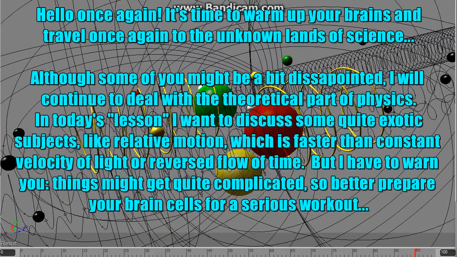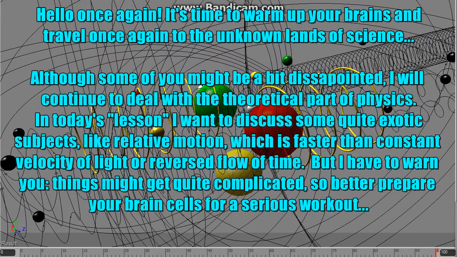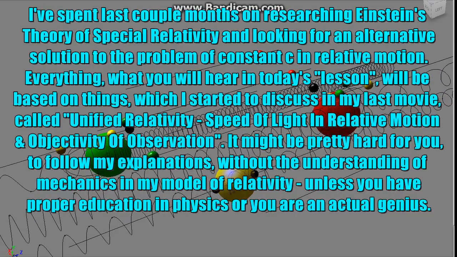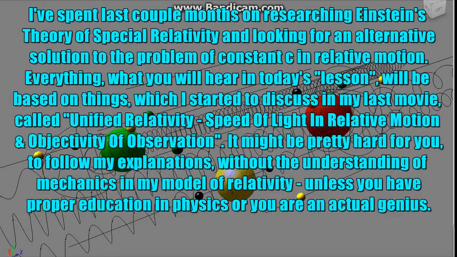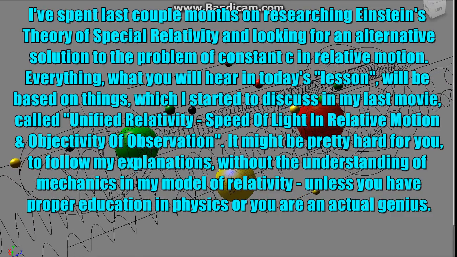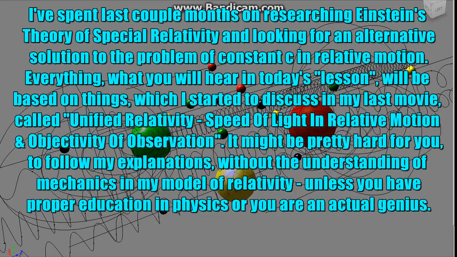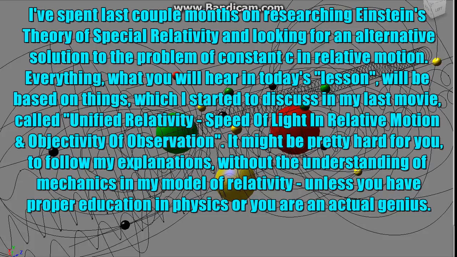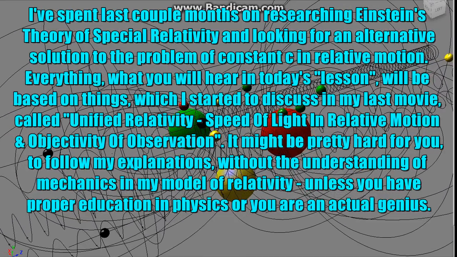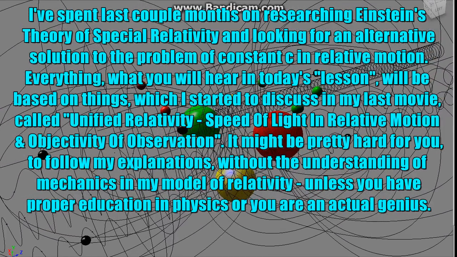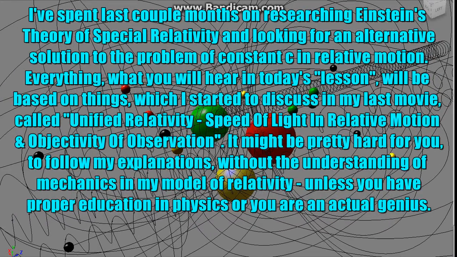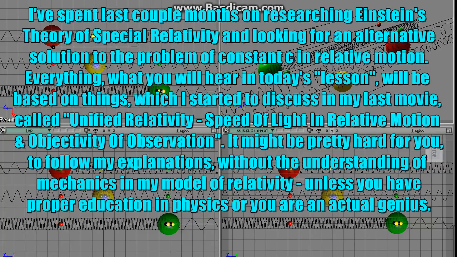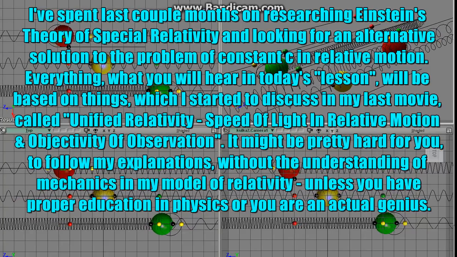But I have to warn you, things might get quite complicated, so better prepare your brain cells for a serious workout. I've spent the last couple of months researching Einstein's theory of special relativity and looking for an alternative solution to the problem of constant c in relative motion. Everything you will hear in today's lesson will be based on things which I started to discuss in my last movie called Unified Relativity, Speed of Light in Relative Motion, and Objectivity of Observation. It might be pretty hard for you to follow my explanations without an understanding of the mechanics in my model of relativity, unless you have proper education in physics or you are an actual genius.